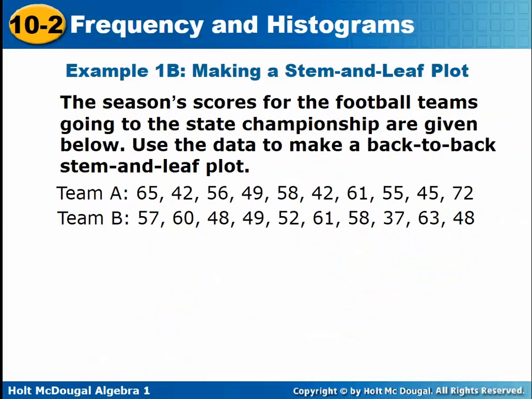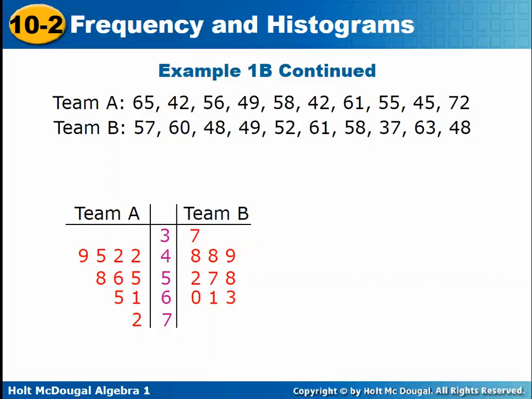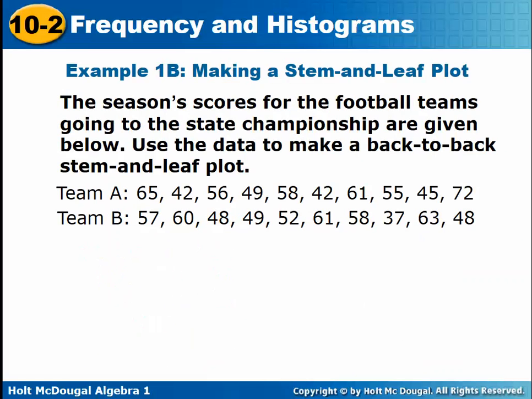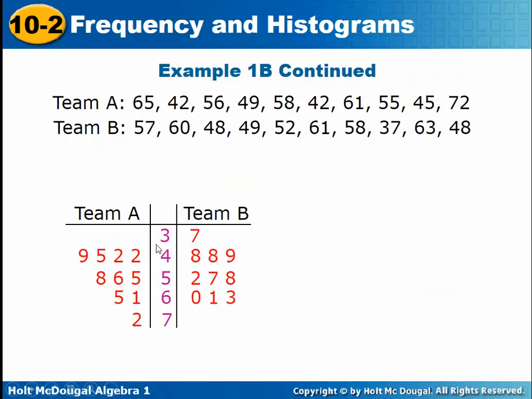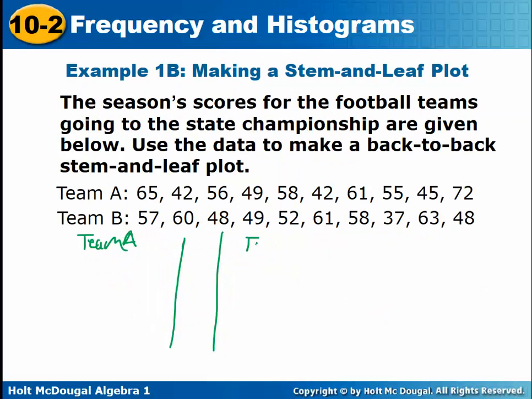Okay, this is another example. This one has more data, and we're going to make a back-to-back stem and leaf plot. So our stems will go in the middle, and the leaves for team A will go on the left, and the leaves for team B will go on the right. So we'll need 2 columns, and let's call this team A over here, and team B will go over here. And then in the middle will go our stems.